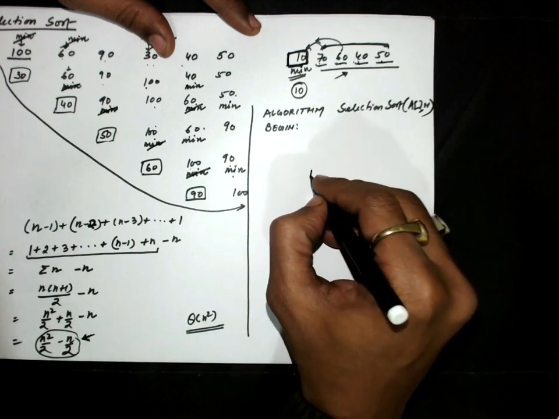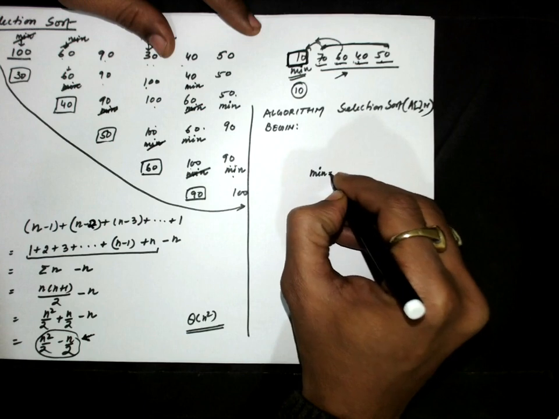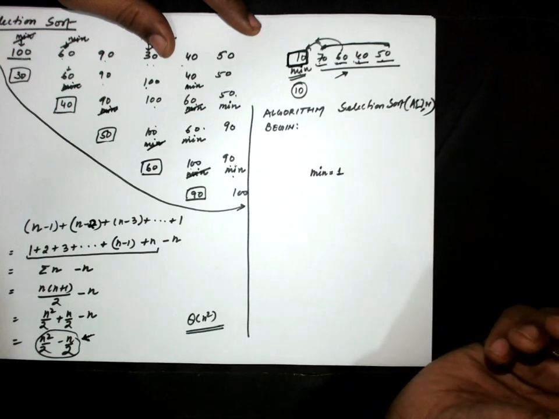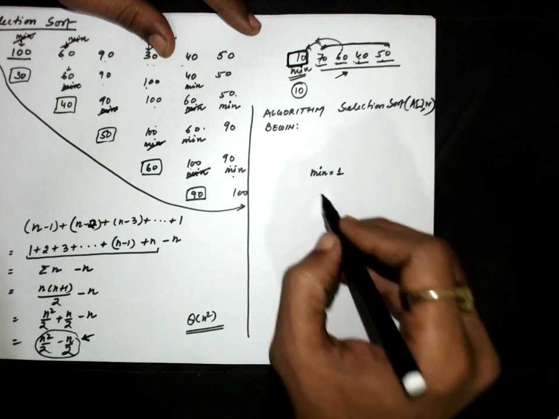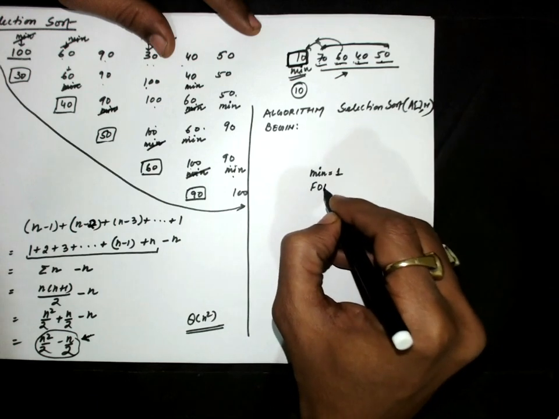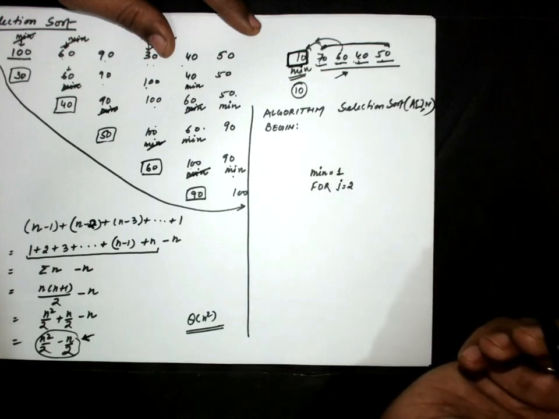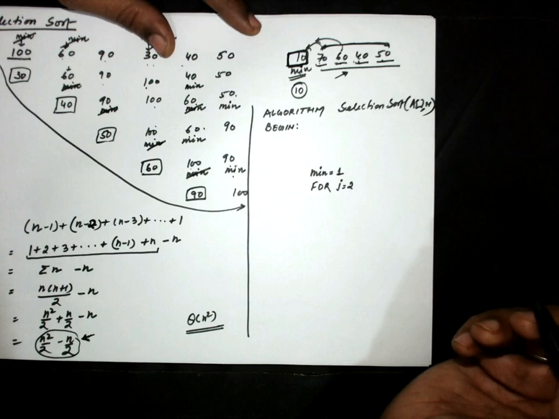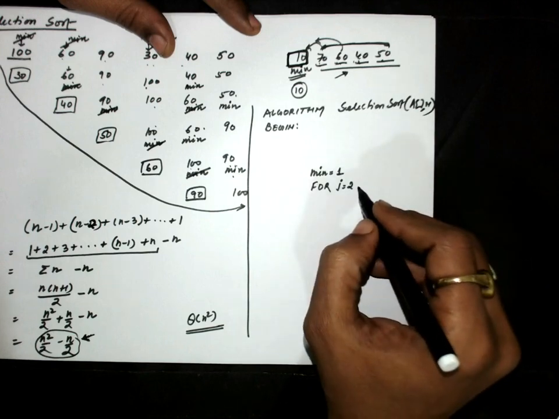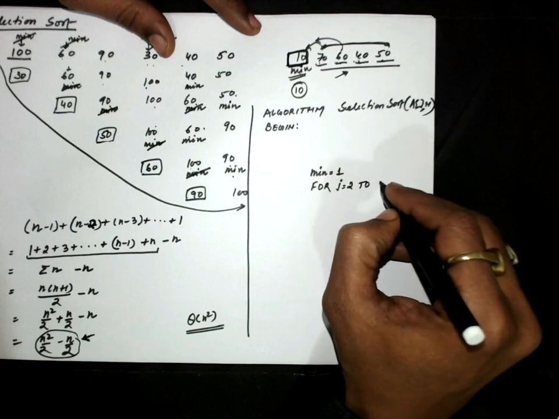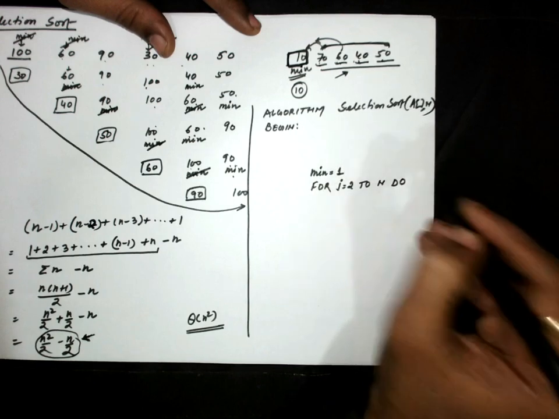So what happens in the first iteration? We set the first element as minimum. So let us say that the first index element is set as minimum. And now compare the rest of the elements, meaning start comparing from the second element, then the third element, and so on up to the last element. So for j equals 2 to n.